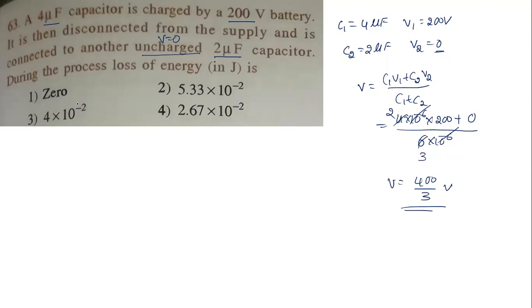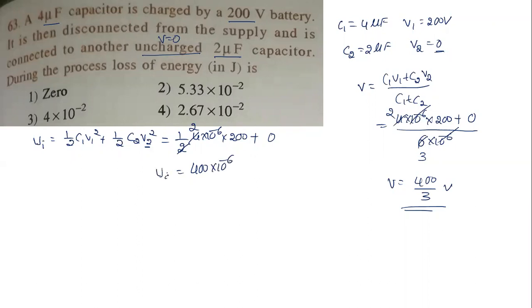Now look, initial energy, how much is there? Initial energy is equal to 1 by 2 C1 V1 square plus 1 by 2 C2 V2 square. So C1 is 1 by 2 into 4 into 10 power minus 6, V1 is 200 square, plus, look now, V2 is 0, right? Since V2 is 0, the second term completely becomes 0. So this is going to cancel 2 times. It will become 400 into 10 power minus 6.